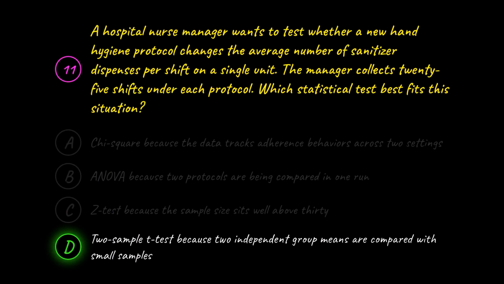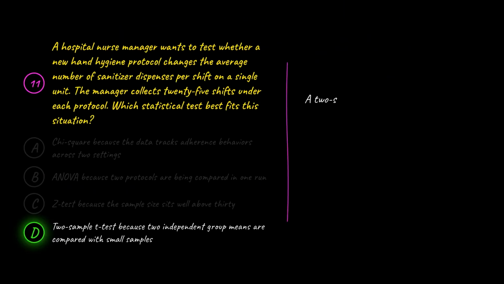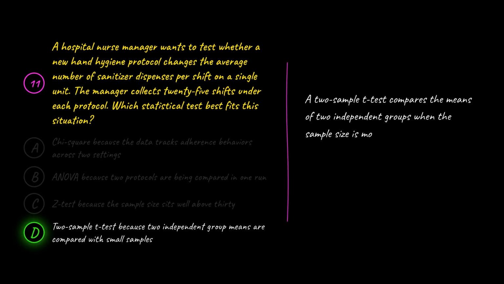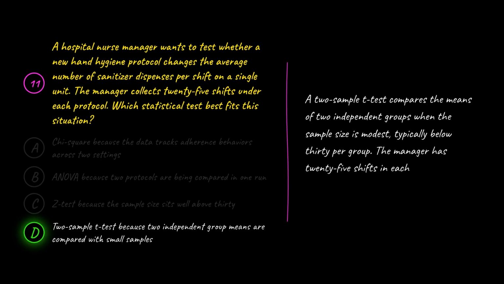The correct answer is D, two-sample t-test, because two independent group means are compared with small samples. D is correct because a two-sample t-test compares the means of two independent groups when the sample size is modest, typically below 30 per group. The manager has 25 shifts in each arm, an independent grouping, and a single mean to compare. That matches the t-test profile exactly.